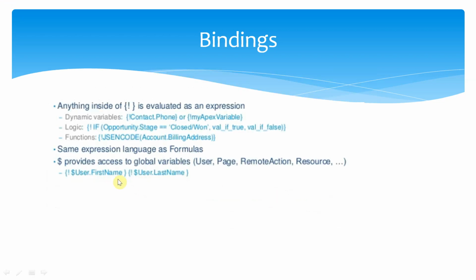So continuing with the binding, what you can see is anything with an exclamation is evaluated as an expression, like say dynamic variable, contact.phone will bring the phone number. Logic, if opportunity stage is equal to closed one, you can also embed logic within that and other functions too. You can now access formulas or global variables, $user dot first name, $user dot last name, all those.